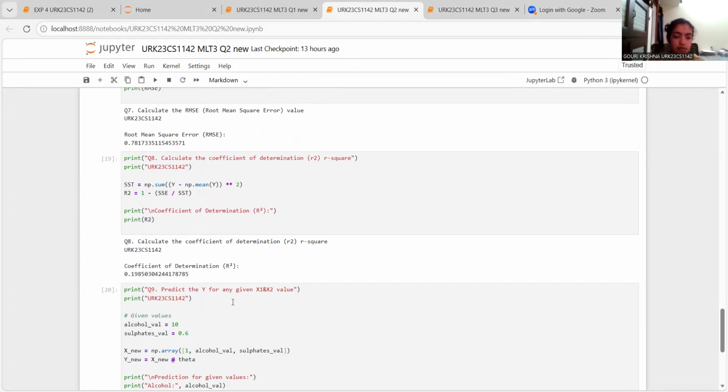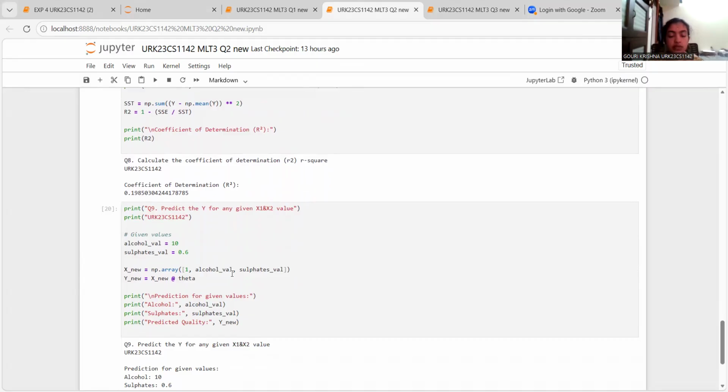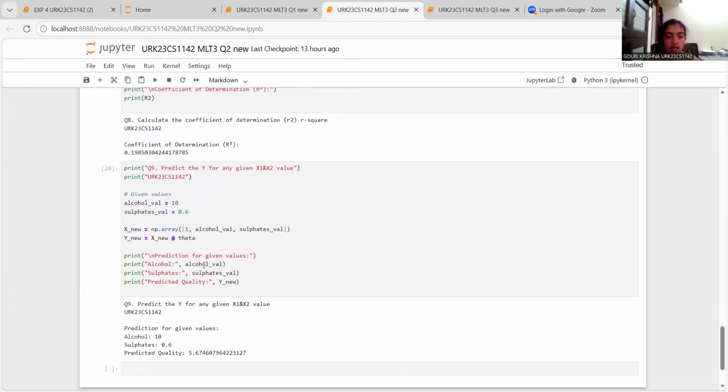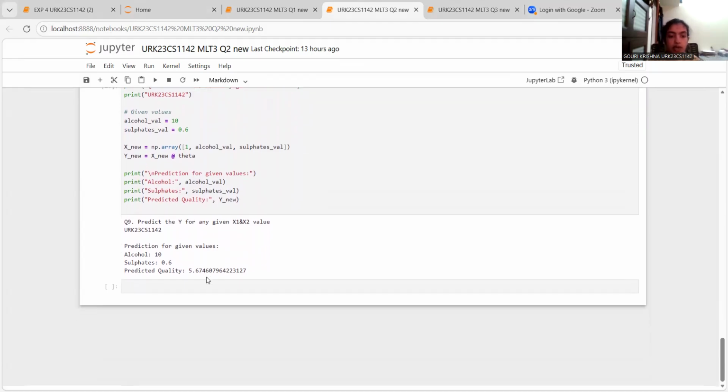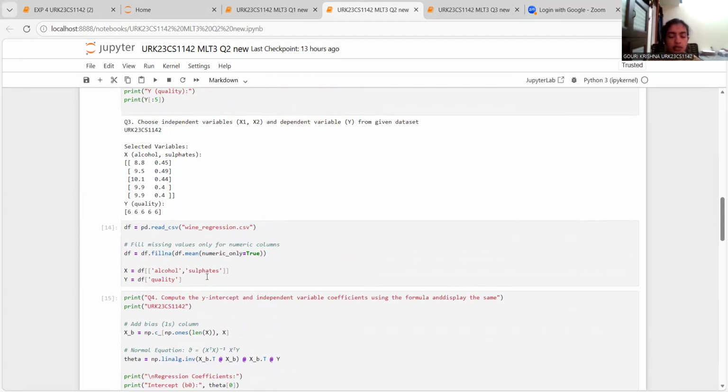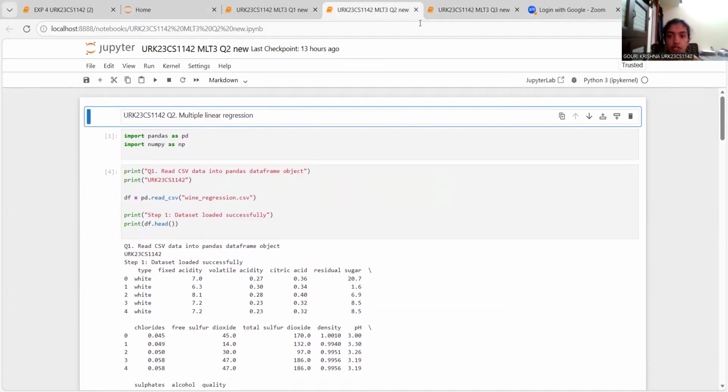Then in the ninth question, it's the prediction basically. We'll predict the values, for example, alcohol equal to 10 and sulfate equal to 0.6. So then x_new equals np.array, and the prediction is x_new times theta. So the model predicts the wine quality. So yeah, that's all about the multiple linear regression.